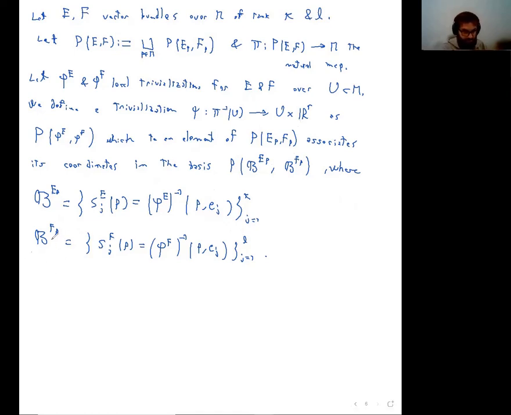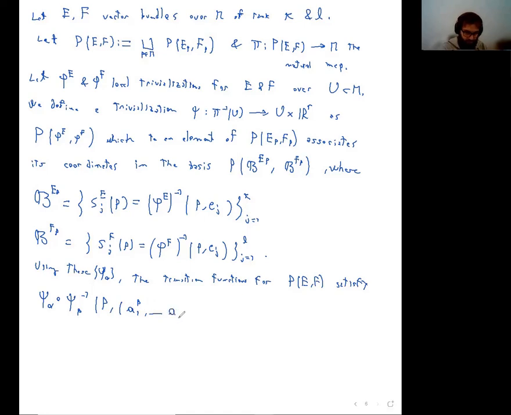And the beautiful thing now is this: using this psi alpha, the transition functions for P(E,F) satisfy psi alpha composed with psi beta inverse of P of (A1 beta, ..., AR beta). So this is the trivialization. You have P and then a vector of dimension R. And you just go back to this P of E,F and then back to another trivialization. Then this should be P times the transition function of this new bundle, P(E,F), times this thing.